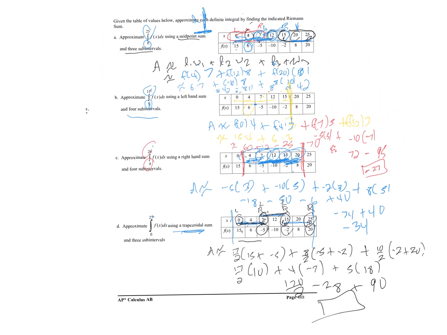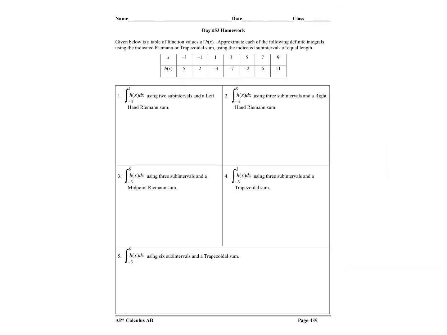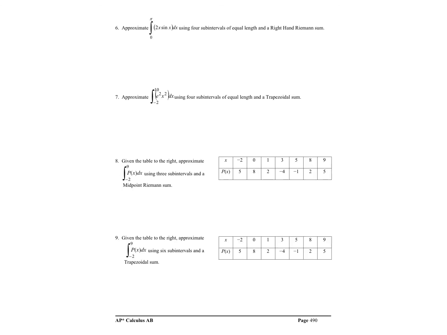Very AP style. So here's your day 53 homework. And you're going to do all of them. That's using a table. That's what we just got done doing. And I got to go to the doctor. So, again, talk to you later. Page. Those 2 pages. You only have 9 problems to do. Have fun with it. Have fun.